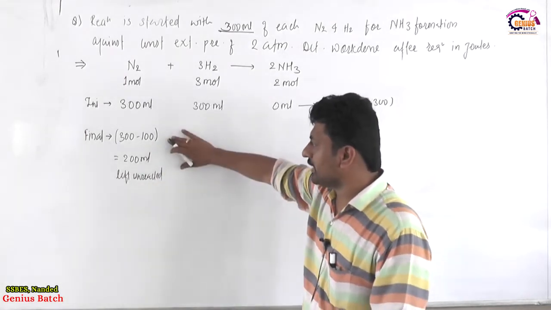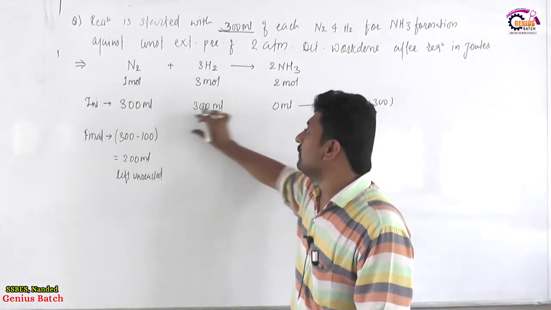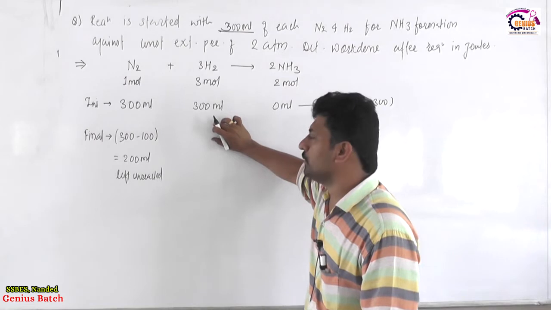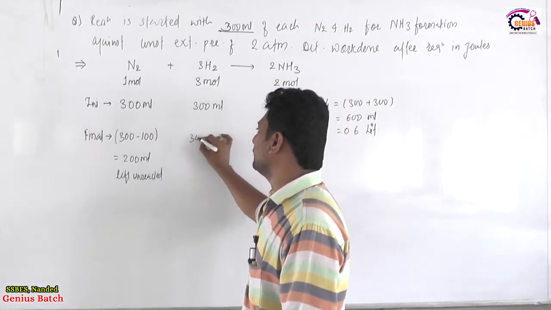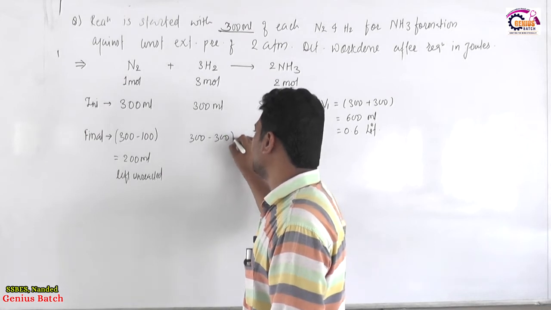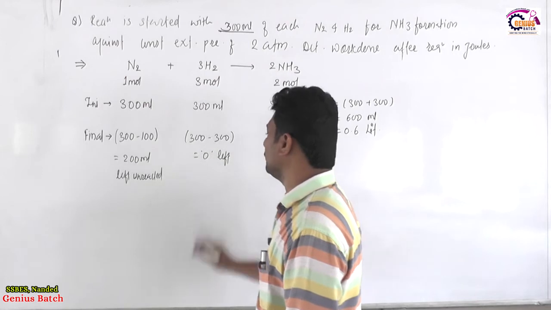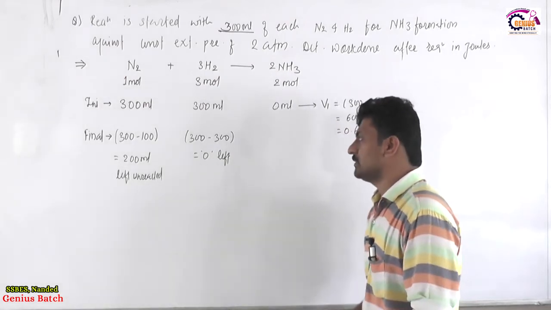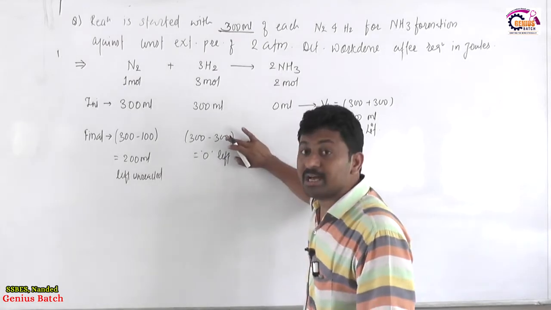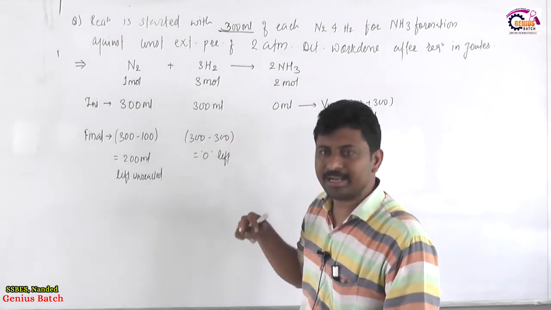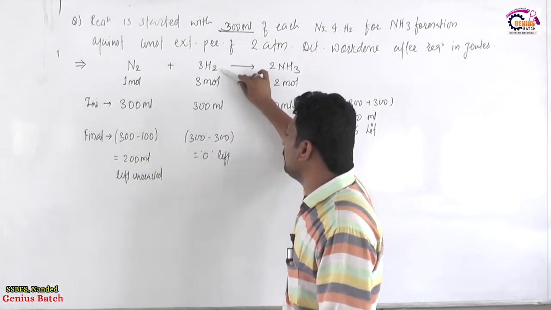This much is not reacted, 200 ml. Only 100 ml combines with this 300 ml volume. Now this 300 ml completely reacted. So 0 left. 300 minus 300, 0 left. At the final stage, 100 plus 300, these are the volumes which are involved in the reaction: 100 ml of nitrogen and 300 ml of hydrogen.